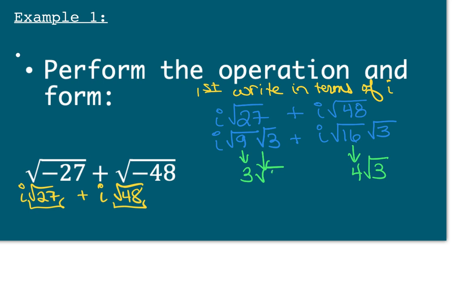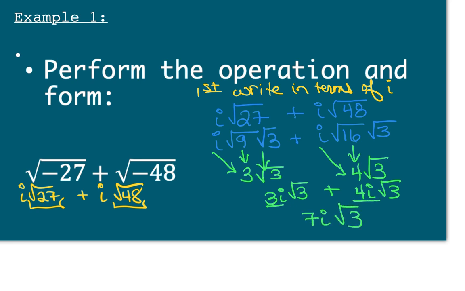I want to write this in the correct format, and I still need to bring my i back down, and I need to bring this i back down. So I'm going to write this as 3i square root 3 and 4i square root of 3. And I want to add these together. I can think of these as like terms. So I'm going to combine these, and I'm going to get 7i square root of 3.